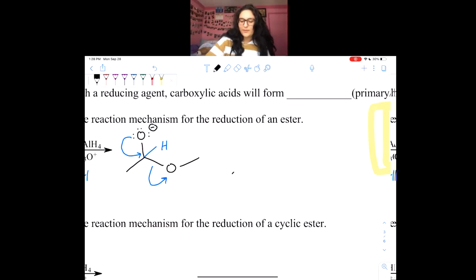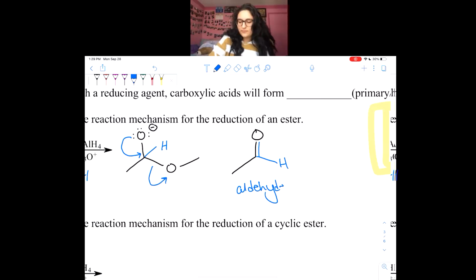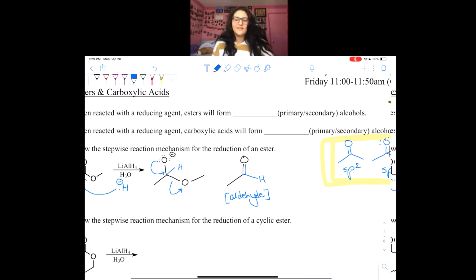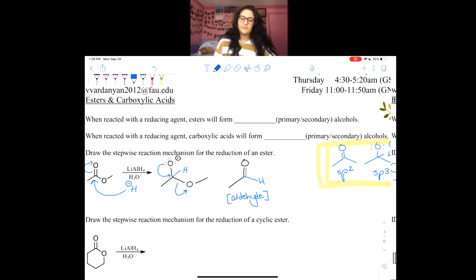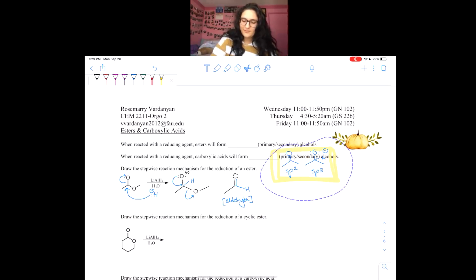So now we have this. So what functional group is this? Aldehyde. Super. Okay. So do you guys think we're done? No, because we still have the H3O.